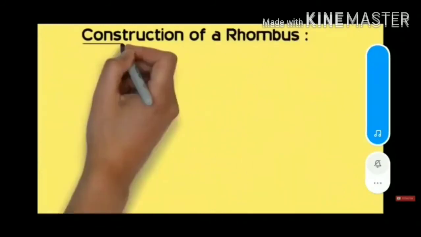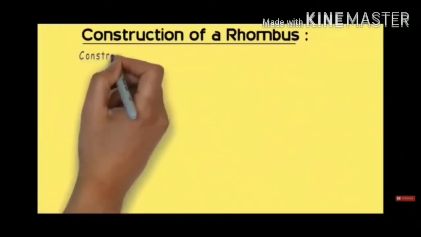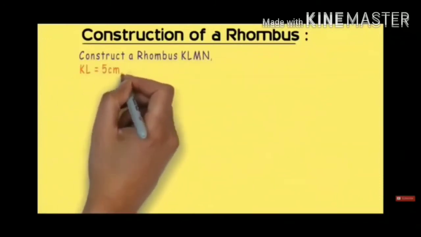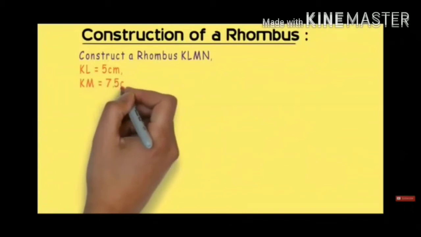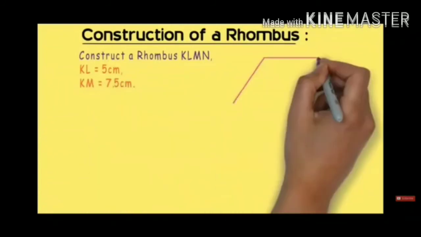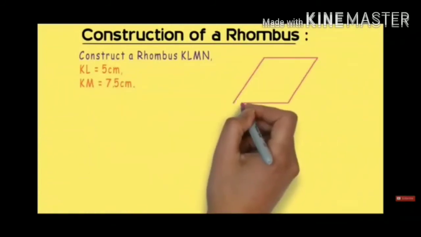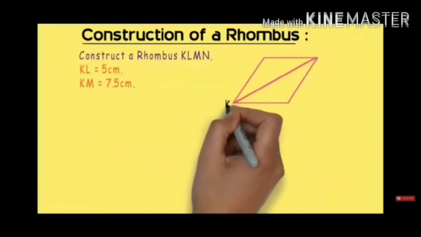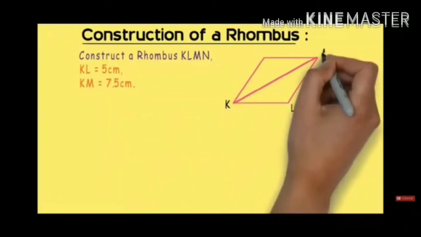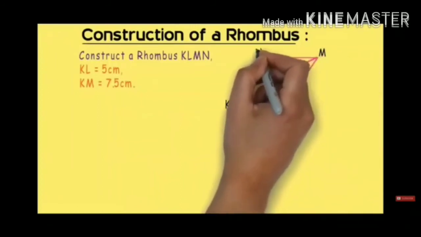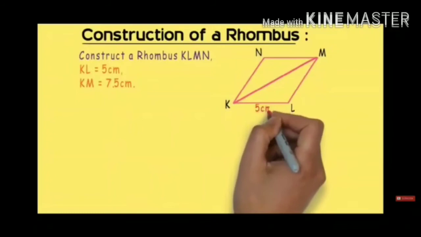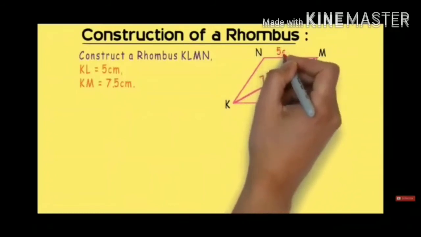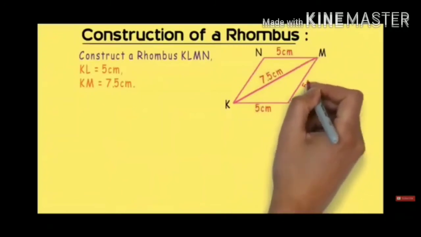Today, let's construct a rhombus where a side and a diagonal are known, which is rhombus KLMN, where KL is equal to 5 cm, KM is equal to 7.5 cm. We know the rhombus is a polygon where all sides are equal. Here we have a side and a diagonal. That is KL is 5 and KM is equal to 7.5. So all sides are equal. So I am marking the opposite sides, and that means all sides are equal, that is 5 cm each.